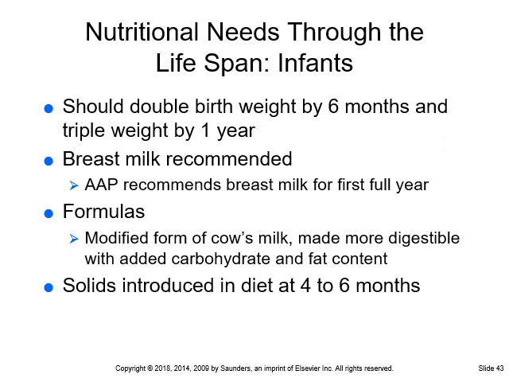Nutritional needs throughout the lifespan. The first year of life marks the fastest growth period in human development. By 6 months of age, the birth weight of the normal newborn should have doubled. By the end of the first year, the birth weight should have tripled. The American Academy of Pediatrics recommends that the infant be breastfed or receive breast milk for the first full year of life.